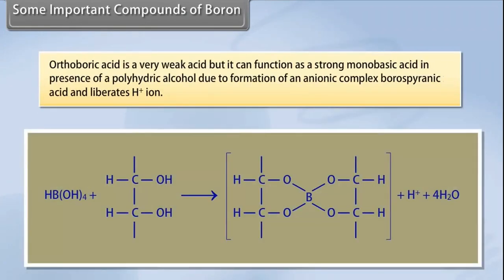Orthoboric acid is a very weak acid, but it can function as a strong monobasic acid in presence of a polyhydric alcohol due to formation of an anionic complex, borospiranic acid, and liberates H+ ions.